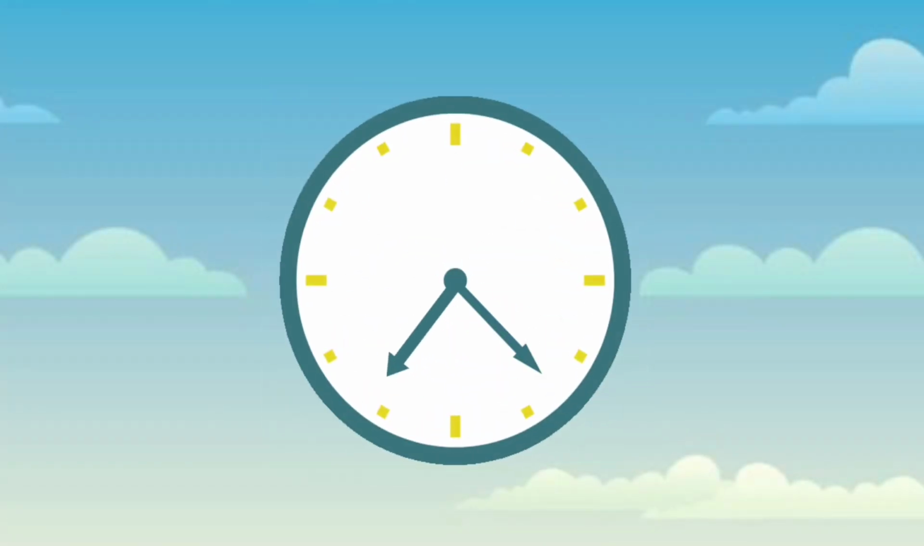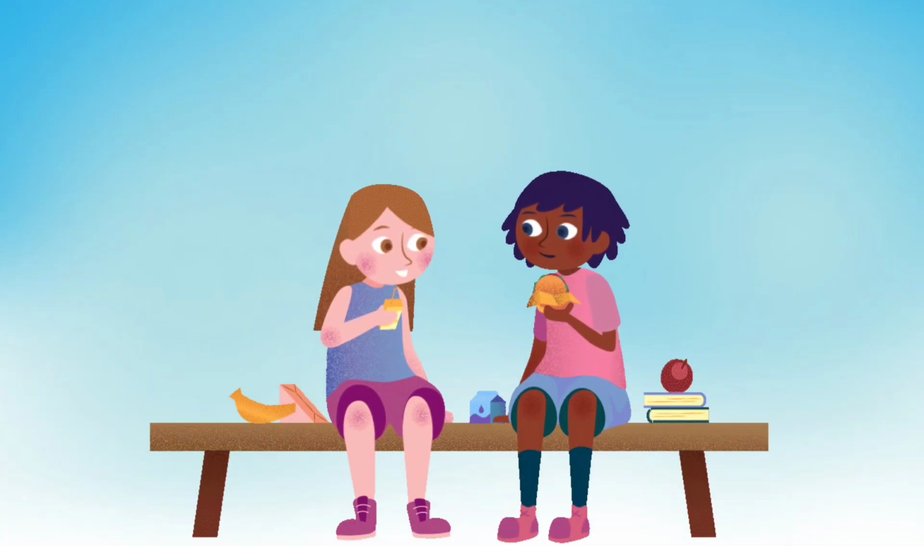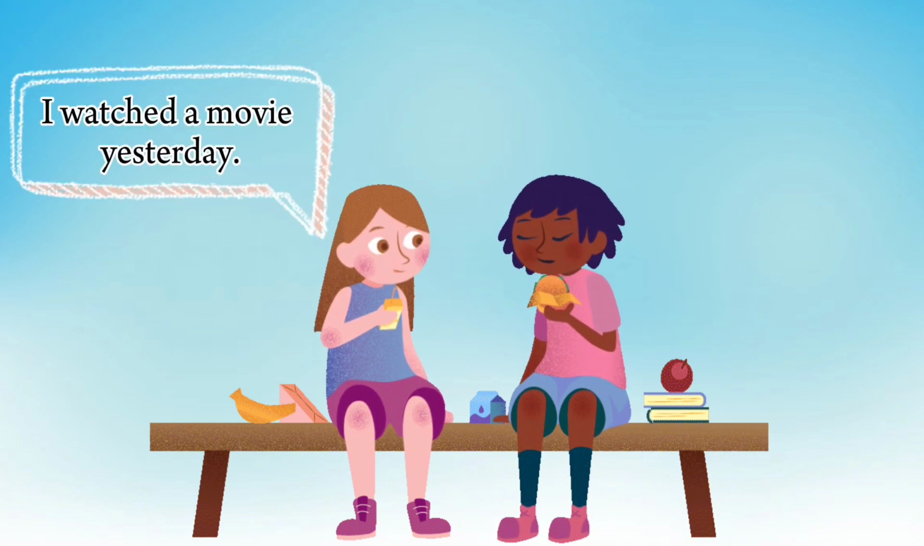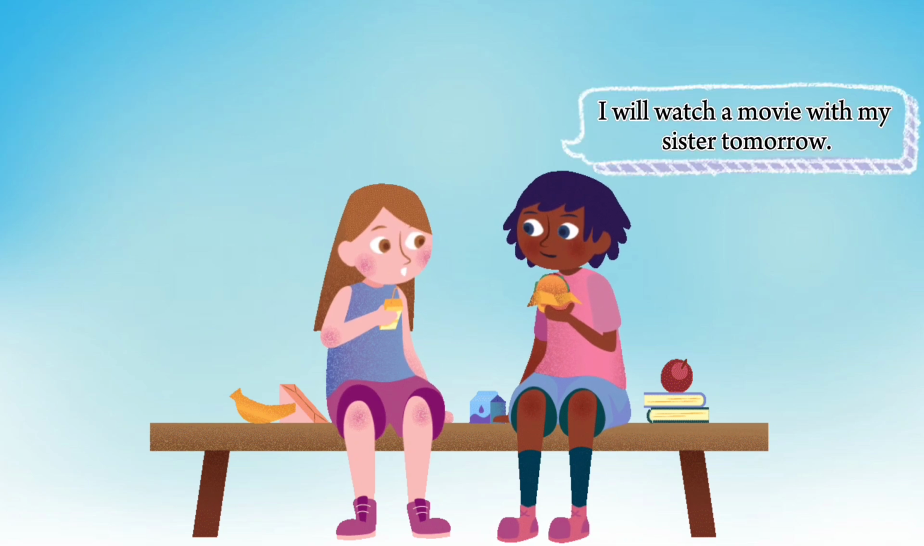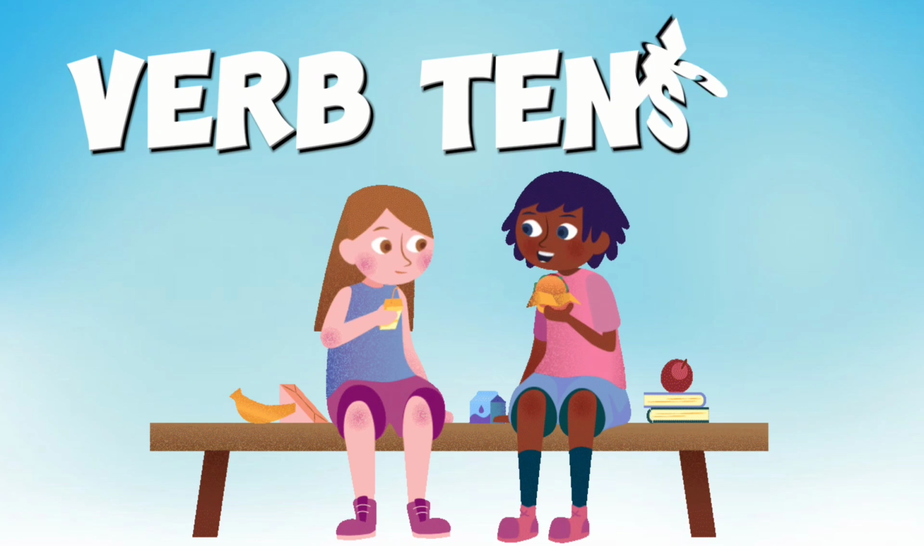Have you ever thought about how we tell time without a clock? Imagine this. You are talking to a friend about something you did yesterday, something you are doing now, or something that you will do tomorrow. How do you make it clear when these things happen? The answer lies in verb tenses.